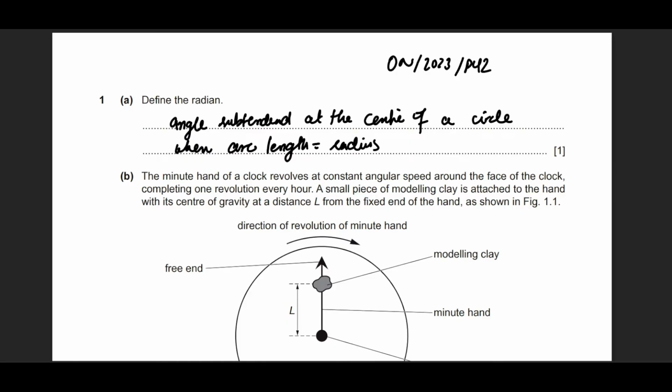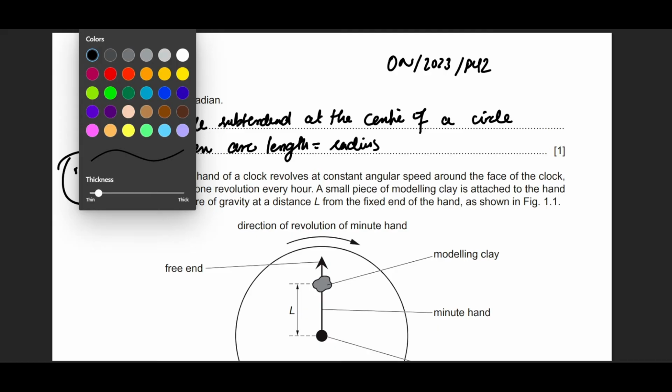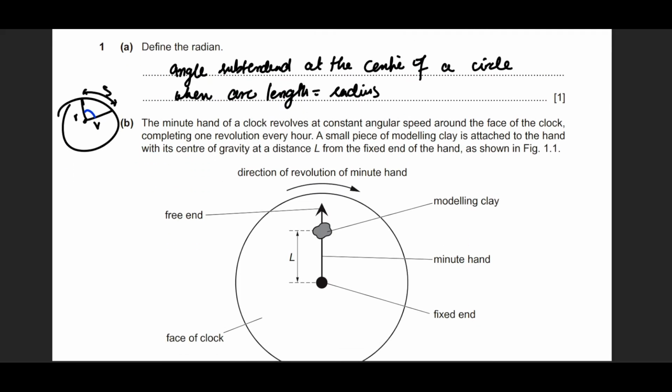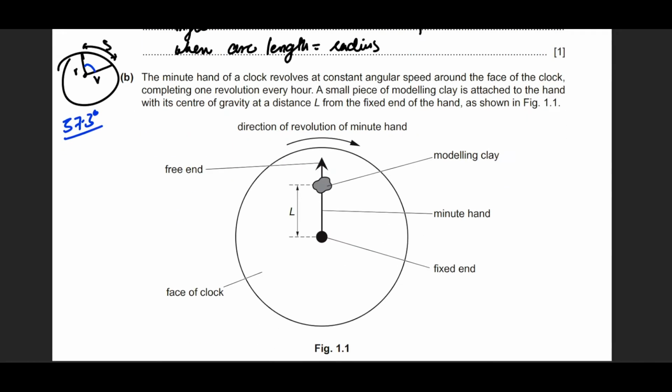So if this is a complete circle, and the radius and the arc length are both equal, the angle at the center is said to be 1 radian. Okay? And generally it is always 57.3 degrees.